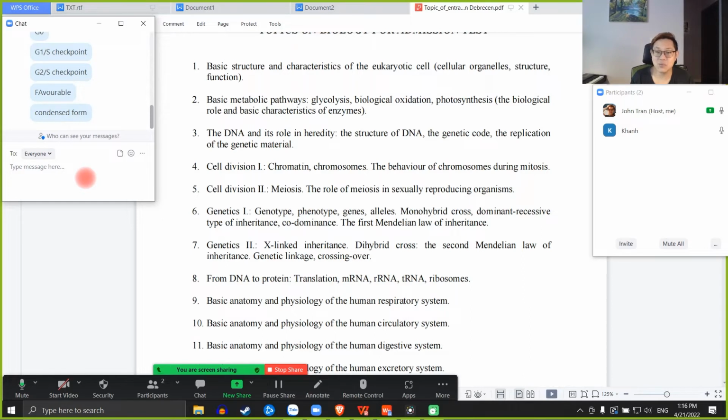And chromatin is when the chromosomes are not condensed. Okay. Now, can you describe meiosis and the role of meiosis in sexually reproducing organisms? Meiosis. Unlike mitosis, meiosis contains two divisions, meiosis 1 and meiosis 2. At the beginning of meiosis 1 is interphase, which is the same as in mitosis.